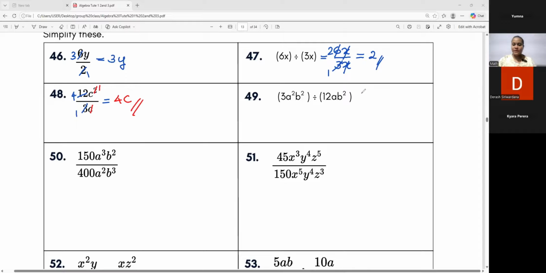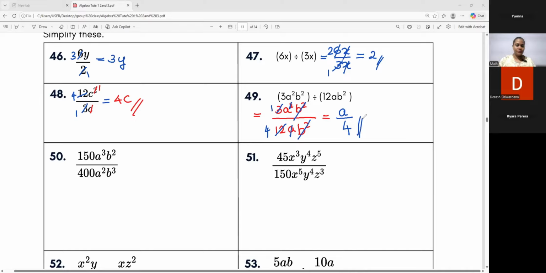Here, this also I can write it over. 3a squared b squared over 12ab squared. Then cancel off the common terms. 3 times 1, this is 3 times 4. Then the a terms, I can cut only one a term from the numerator. B terms, both I can cancel. Then remaining in the numerator, only a, denominator 4, a over 4.